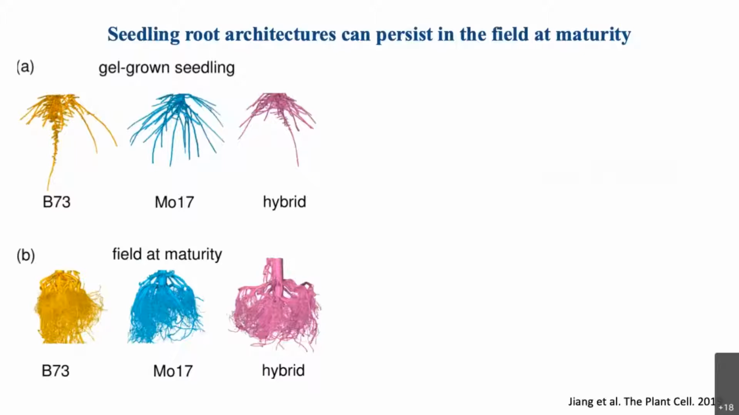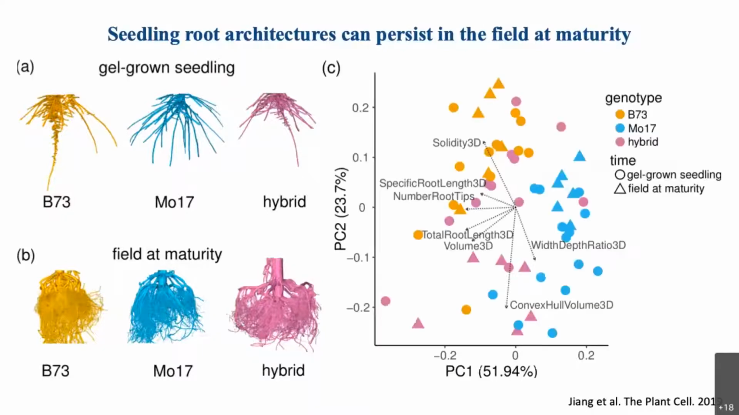We can scan these on an X-ray system and get a three-dimensional representation of that root crown. And so now we can compare apples to apples. The three-dimensional properties of B73, Missouri 17, and their hybrid are much more similar to one another in the gel and in the field than seedlings per se, or an artificial environment like a gel per se.